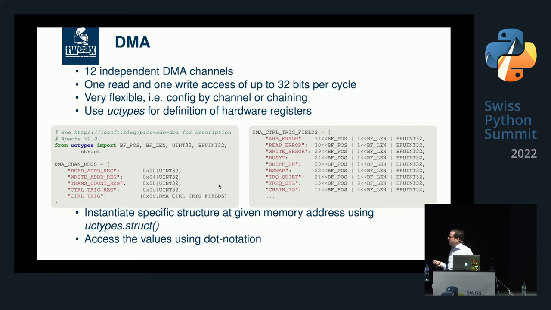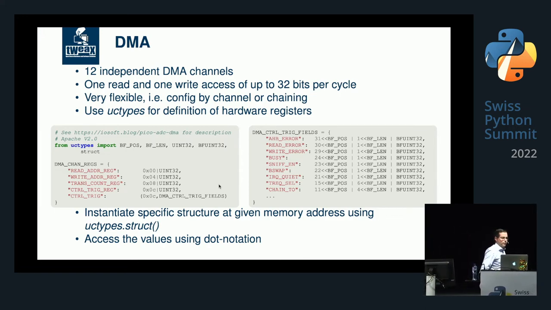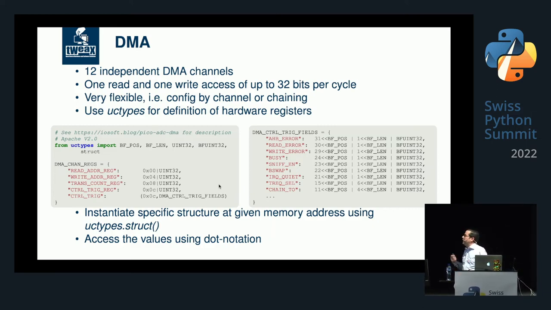You don't need to. You always have this tool called uctypes, where you can define a dictionary of your memory map, and there you define, for example, the names of the registers as the key of the dictionary. The value is the offset and the data type, or the position of the bit fields and the length, and then you instantiate a specific structure at a given memory address using uctypes struct. And then you can access these low-level register values just by writing into it. So if you don't have nice high-level functions, you can anyway use whatever there is, even if it's not really nice to read, but you still can use it.